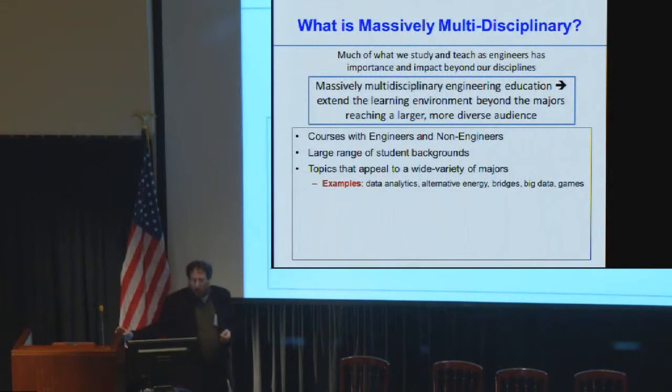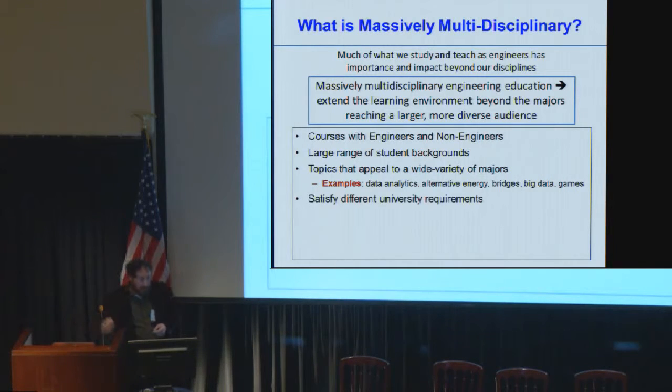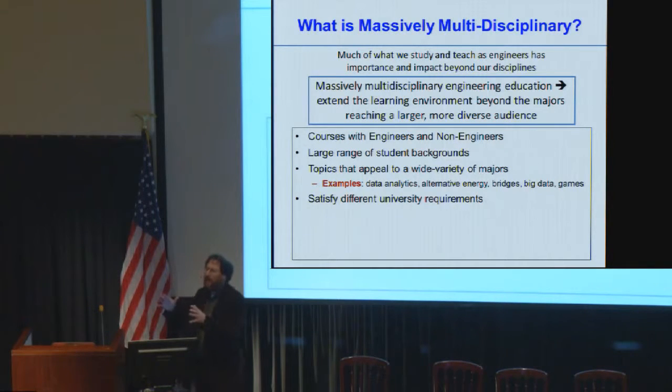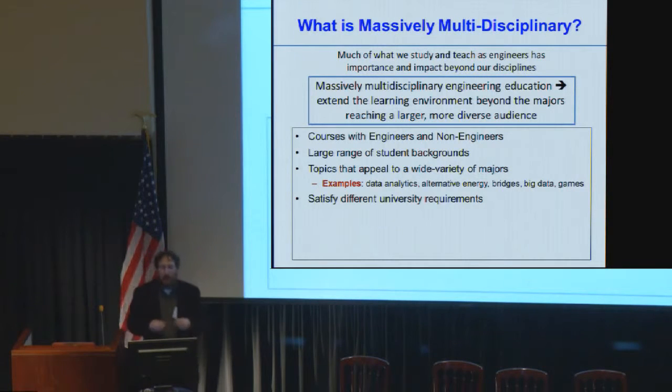Also, typically these courses appeal to a wide variety of majors. Just among ourselves here, we have people teaching courses on data analytics, alternative energy, bridges, big data, gaming. All of these are courses that attract students from across the university. Another interesting aspect, which is not normally involved in a regular technical course, is that we tend to satisfy different university requirements. So we're getting students taking our course because they need a distribution requirement rather than somebody looking to fulfill their major requirements.